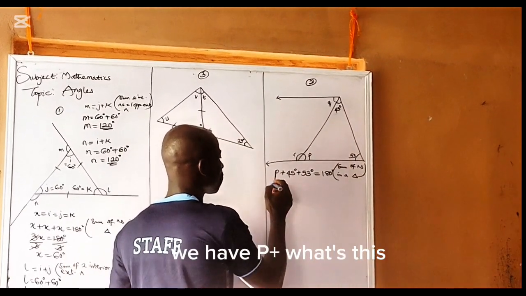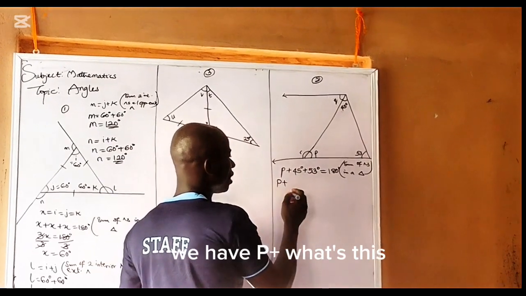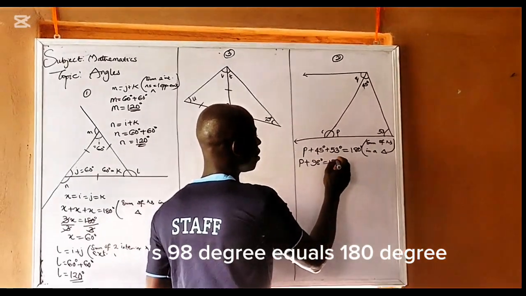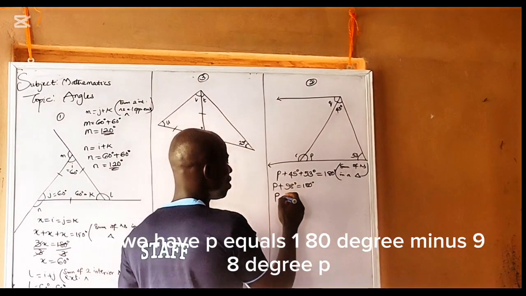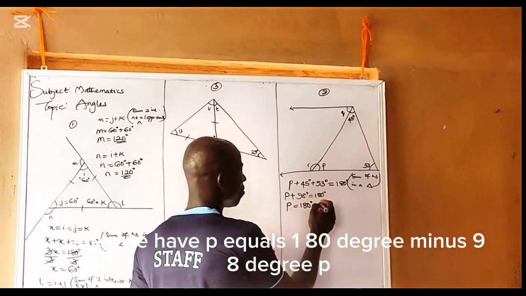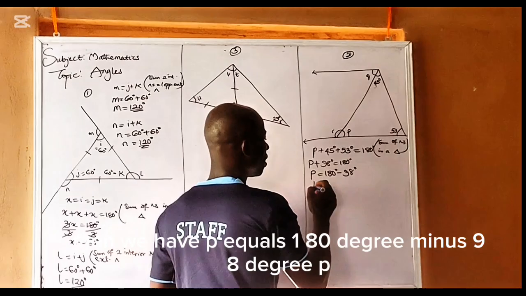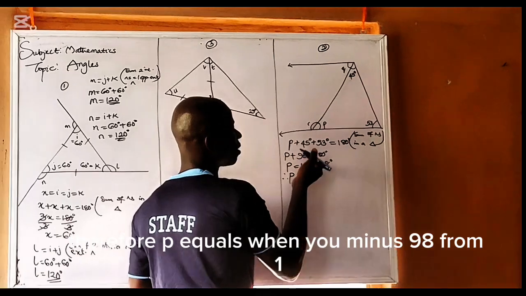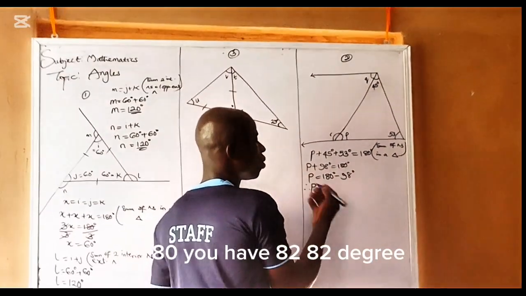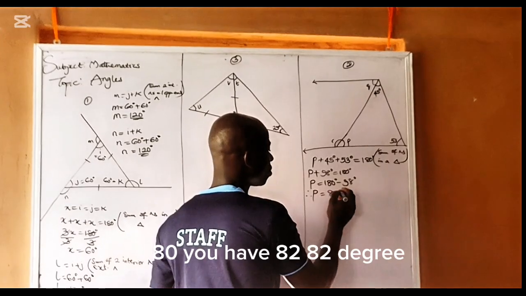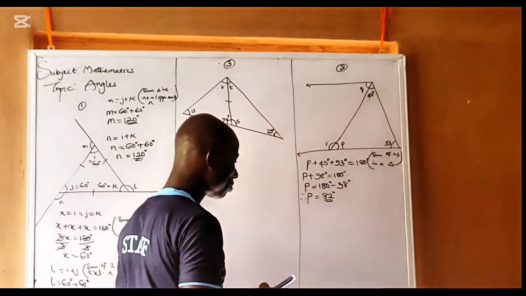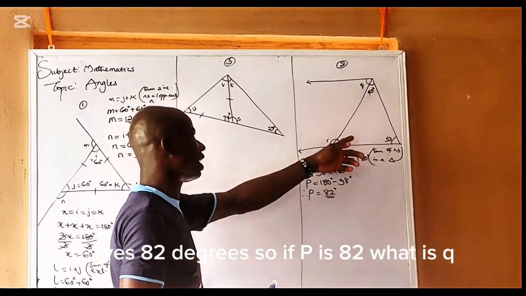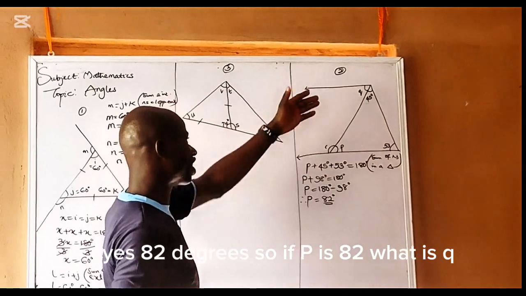Then what do we have? We have P plus, what's this? That's 98 degrees equals 180 degrees. Then we have P equals 180 degrees minus 98 degrees. Therefore P equals, when you subtract 98 from 180, you have 82 degrees. Yes, 82 degrees. So if P is 82, what is Q?